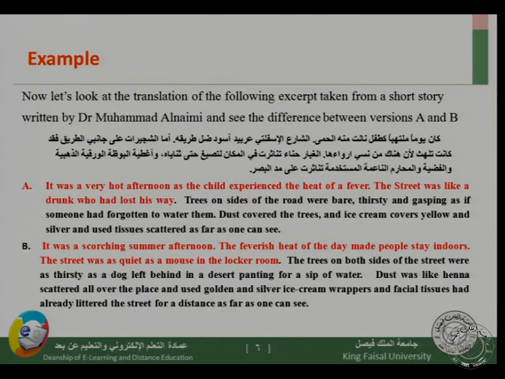Look at this example. This excerpt is taken from a story written by An-Nu'aymi, and you can see the difference between versions A and B, because two people translated this. A is someone, not me, and B I translated. To give you an example of how you translate a draft: first, you make a draft. This one is the original, the Arabic one.